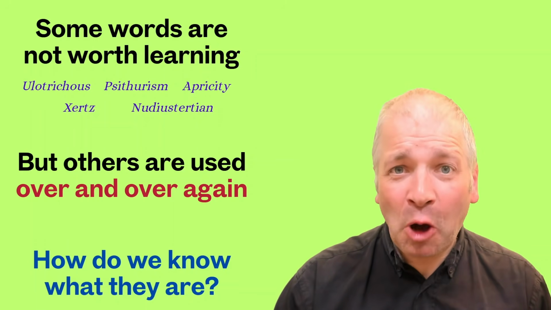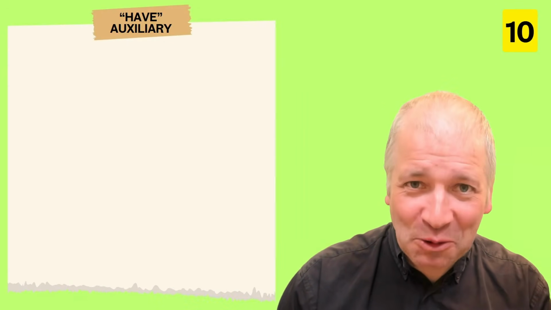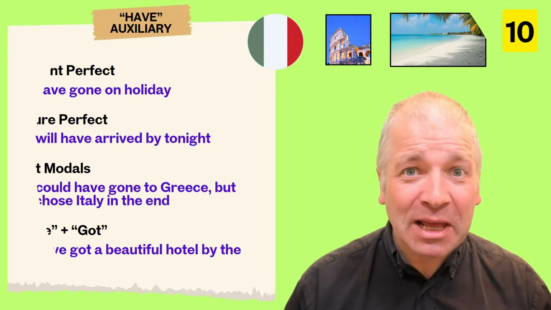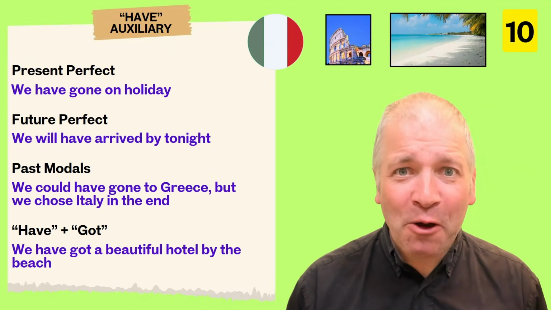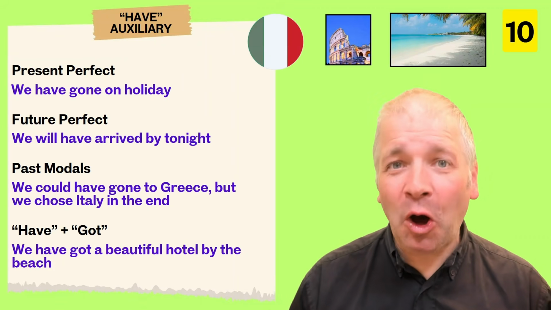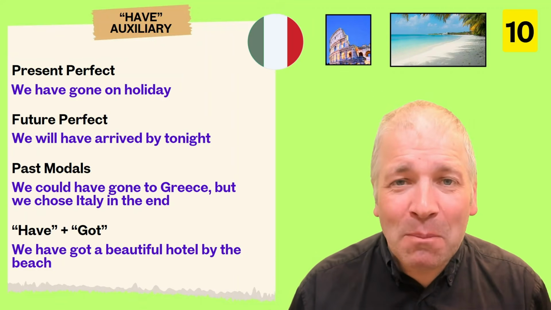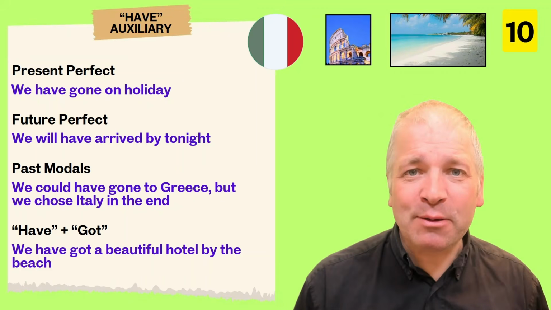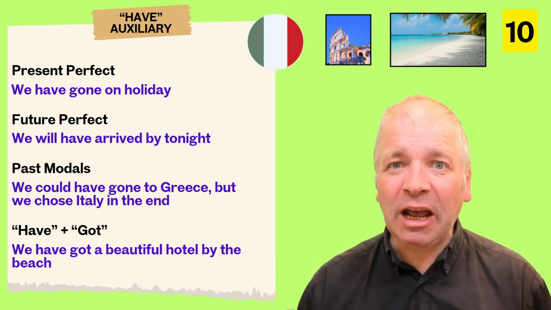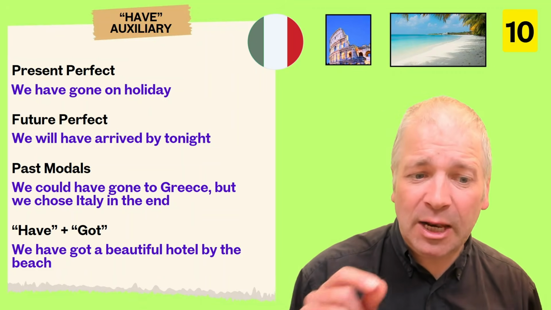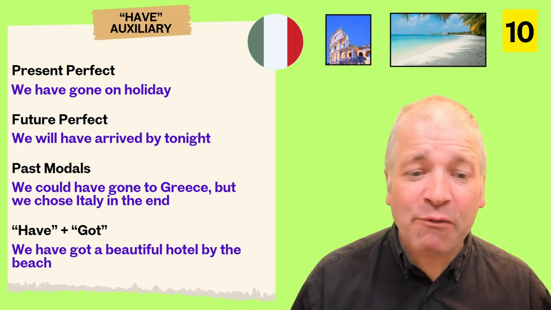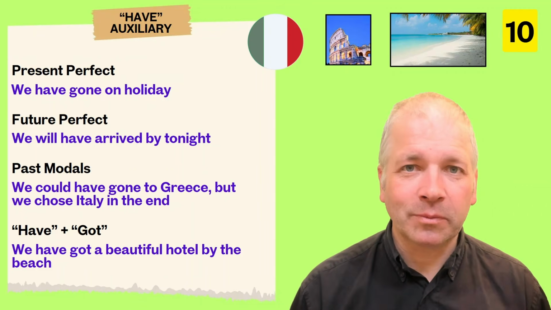The 10th most common verb type in English is the have auxiliary. The have auxiliary is used in a number of ways in English, mainly for the present perfect. We have gone on holiday. So that's something that happened in the past, but we express it with a connection to now. Have is also used with the future perfect in will have. We will have arrived by tonight.